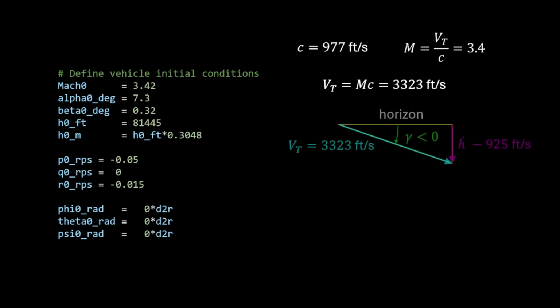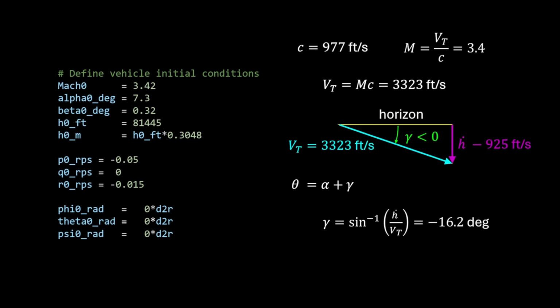The velocity vector is oriented such that the vertical component is minus 925 feet per second, according to the rate of ascent. Therefore, the aircraft is descending, so the flight path angle is negative. Since pitch angle is angle of attack plus flight path angle, we'd like to solve for flight path angle to approximate pitch angle. So solving for flight path angle, we obtain minus 16.2 degrees.